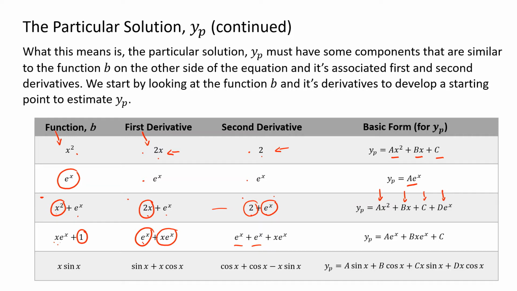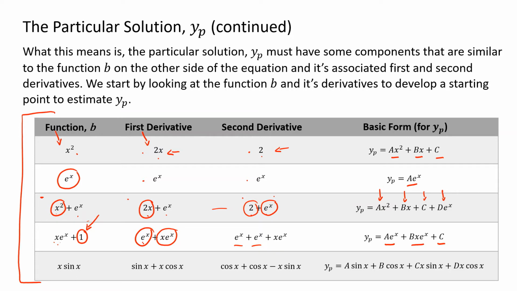So our particular solution would be a times e to the x, that first function. Again, it doesn't matter what order you do it. Plus b times x e to the x, that second function. Plus c, which is just our constant, because remember we had a 1 here. So when you're doing your particular solution, I will give you this table as a basic starting point so you can understand them. But just know that every time you're looking at them, you just count the different functions.